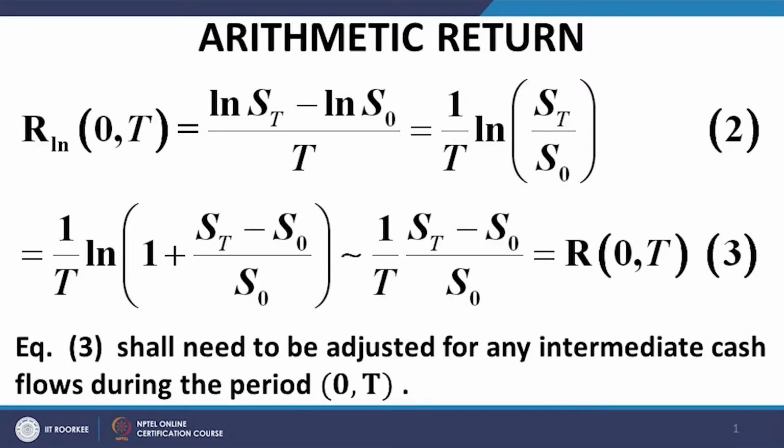Now, we have worked out the formula for the log return, that is 1 upon T log natural S capital T upon S 0. Now, this can be expanded as a logarithmic series, and if we retain the terms up to first order, what we get is the expression for the arithmetic return. Arithmetic return is given by the ratio of the accretion of the value of the investment over the original value of the investment, measured per unit of time. Please note this per unit of time normalization.